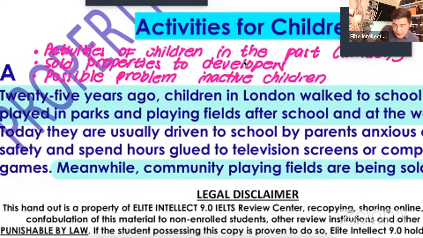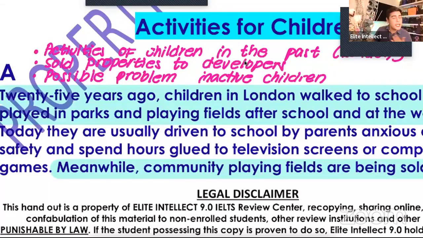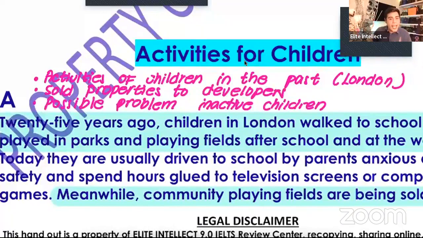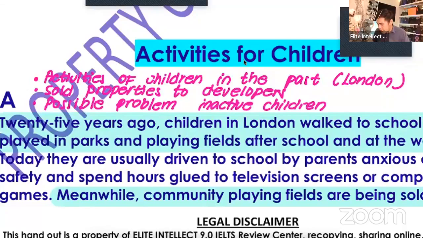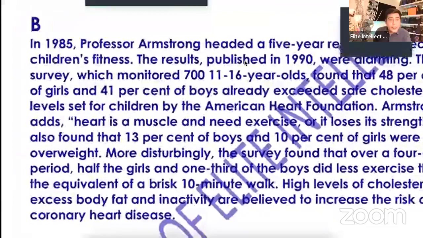Okay, so look at that. The thematic content of the first paragraph is about the activities of children in the past in London. It's about the selling of properties to developers, okay? And of course, the possible problems of inactive children in the future. Okay, let's take a look at the next one, guys. All right, letter B.